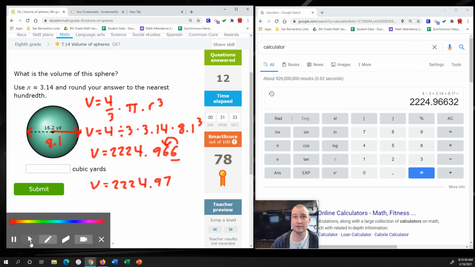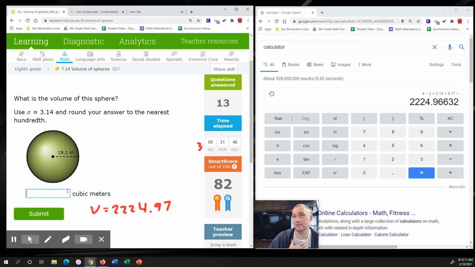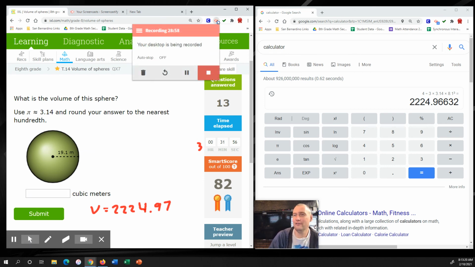I haven't gotten one wrong yet, but why not? So 2,224.97. And congratulations to me. I got a smart score of 82. I got 2 ribbons. Go Painter. Go Painter. Awesome. And this concludes your tutorial for finding the volume of spheres for 8th grade math.